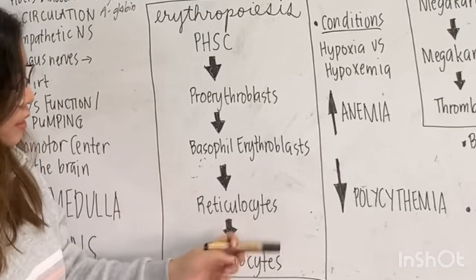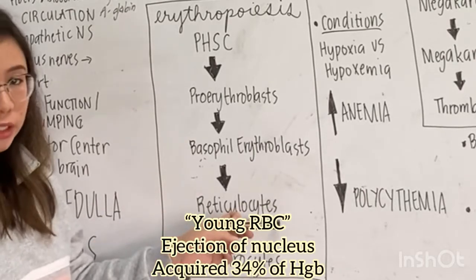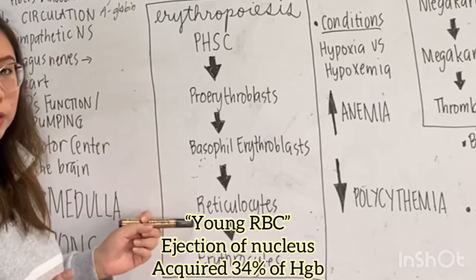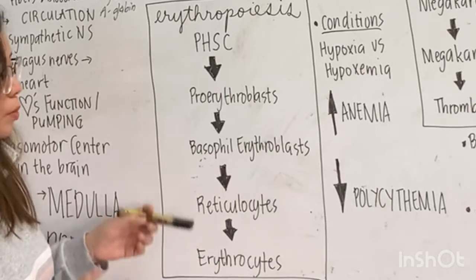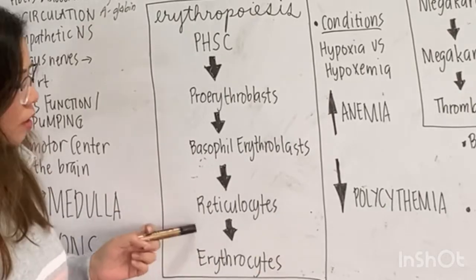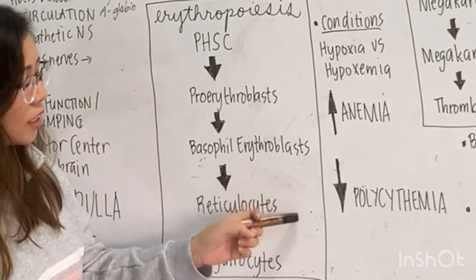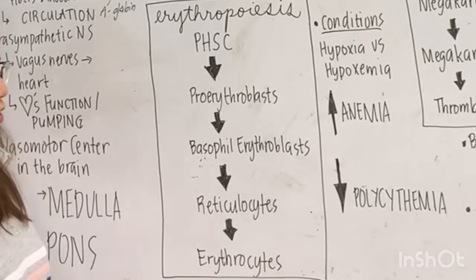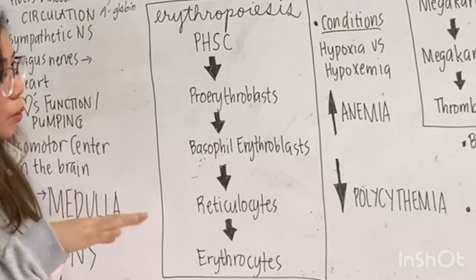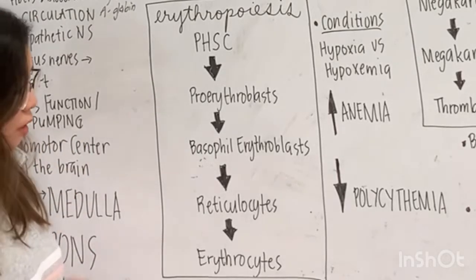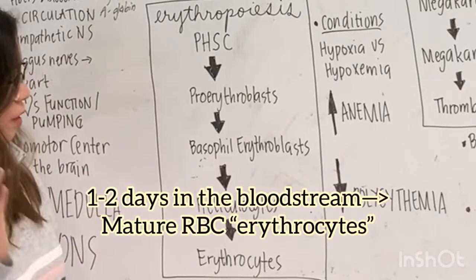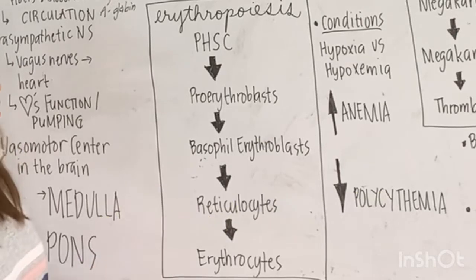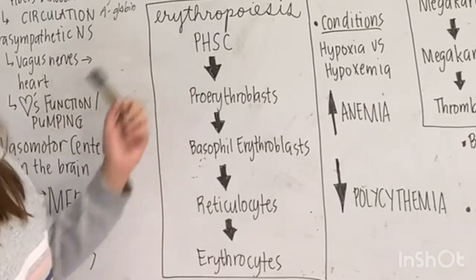Next, your reticulocytes. This is also known as your young RBC. This is the phase in which the red blood cell ejects its nucleus. Once the nucleus is ejected, it is now called a reticulocyte. In this phase, these cells have acquired some 34% of their hemoglobin. But don't mind the values. It will flow through the blood vessels towards the capillaries, and after 1 to 2 days, it will become a mature red blood cell, also known as an erythrocyte. So that is basically the formation of red blood cells.